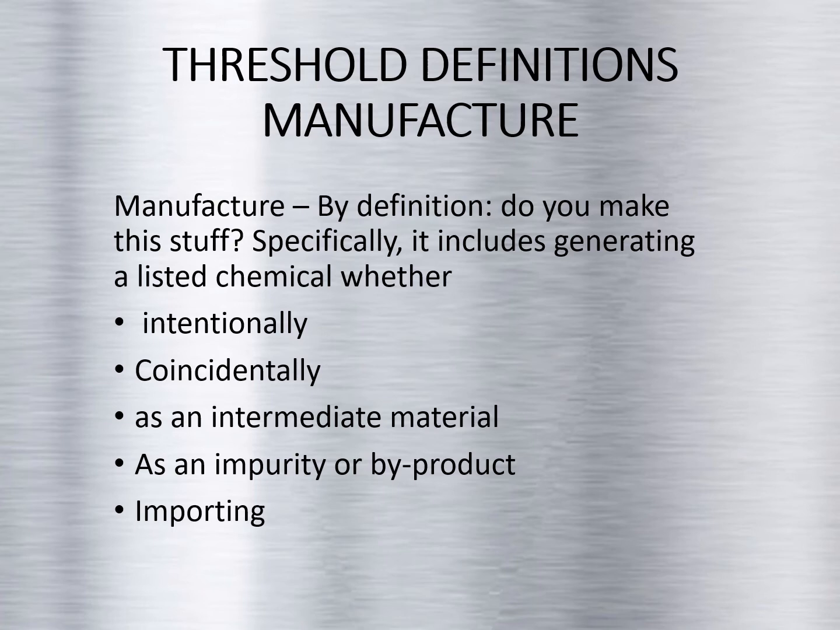The first category is manufacture. This is probably the most straightforward category. Do you make the listed material? And by make, that doesn't just include end products. If you have an intermediate stream where a material gets created, but then it's reabsorbed in a later process, you still have to count that intermediate stream as being manufactured. The same thing is true of byproducts and impurities.